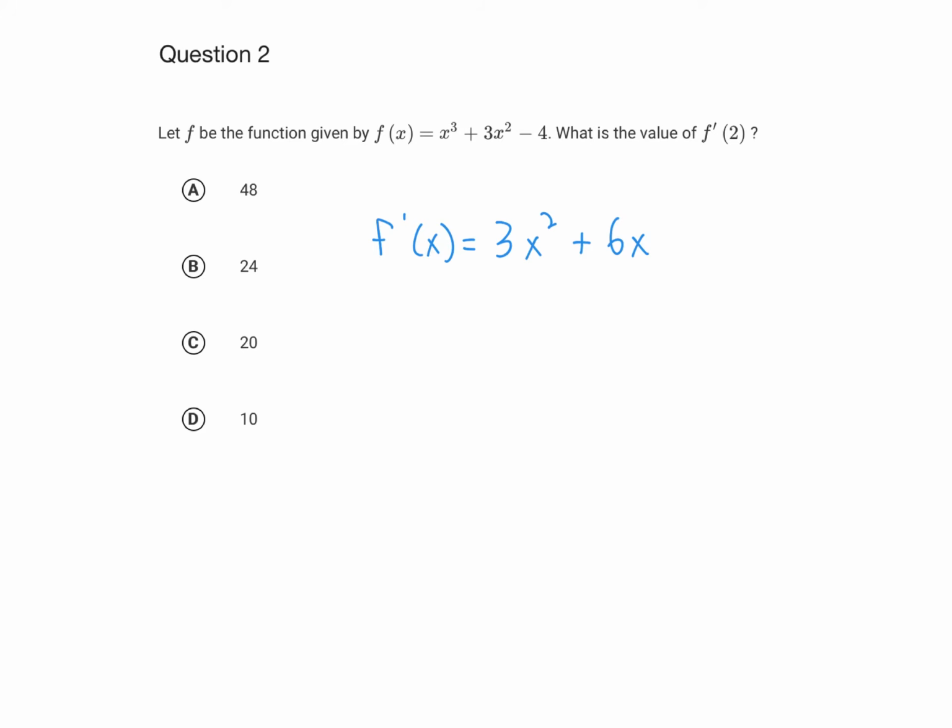Okay, so now we found the derivative as a function, and then just take that and plug in the x value. Just replacing all those x's with 2's. 2 squared is 4, times 3 is 12. That's 24. So the answer is B.